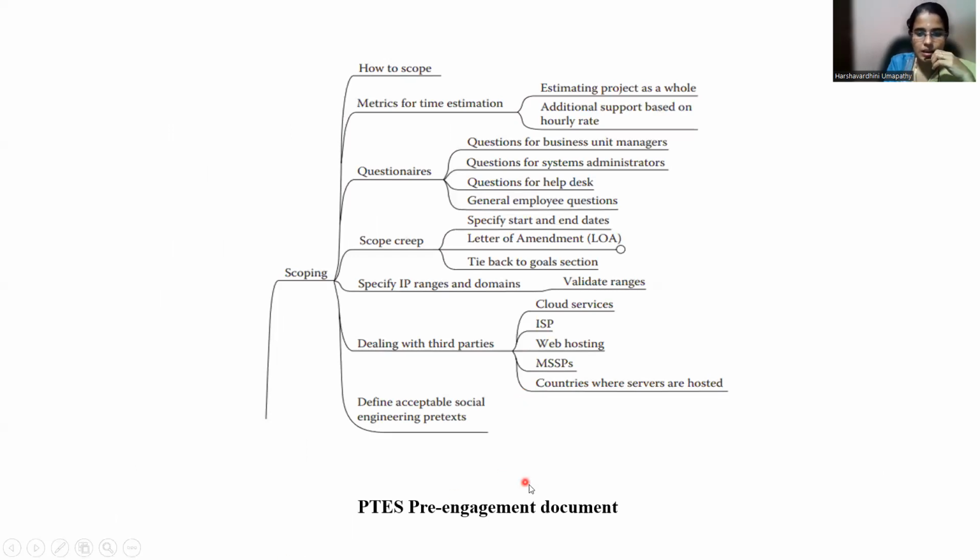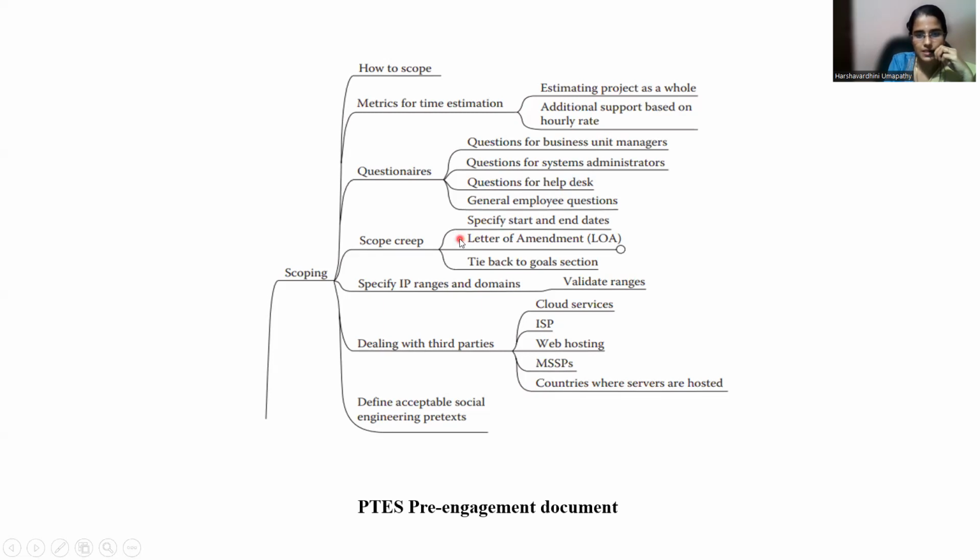Next one, the penetration engagement document, which we call a pre-engagement document. This is a sample one. This document focuses mainly on the scope of the penetration testing. Next is the metrics, which are used for estimating or calculating the time. Then next is the questionnaires. The questionnaires can be for business unit managers, system administrators, help desk, or employees.